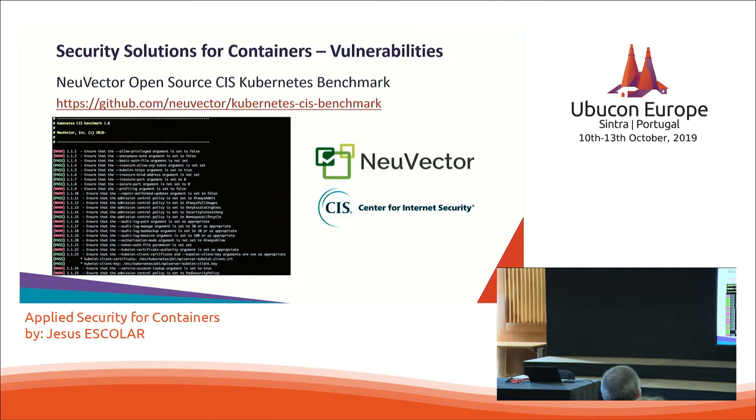NeuVector has a solution where I can actually check privileges. For example, this one here, the admission control policy is set to always pull images. So this one is going to be a warning, because it should not be at that configuration. The idea is that the result of this analysis matches the Center for Internet Security, which has a template that you should consider like a compliance template. So you run the tool and it gives you how compliant your implementation is. And then obviously you have to take action and do the remediation behind it.